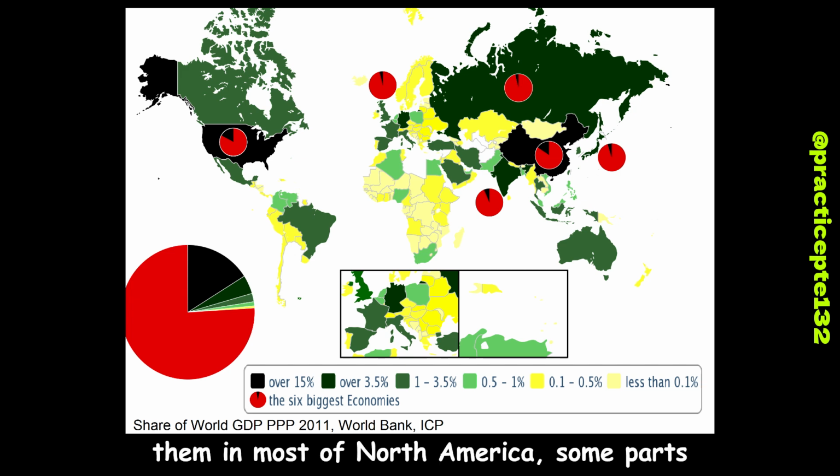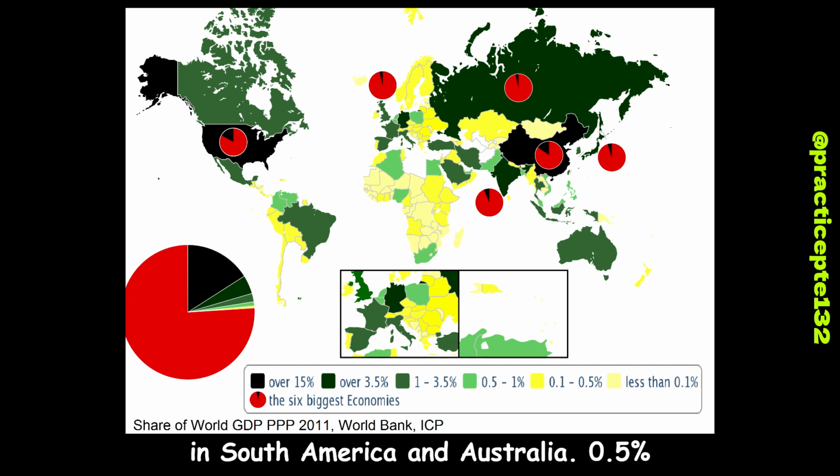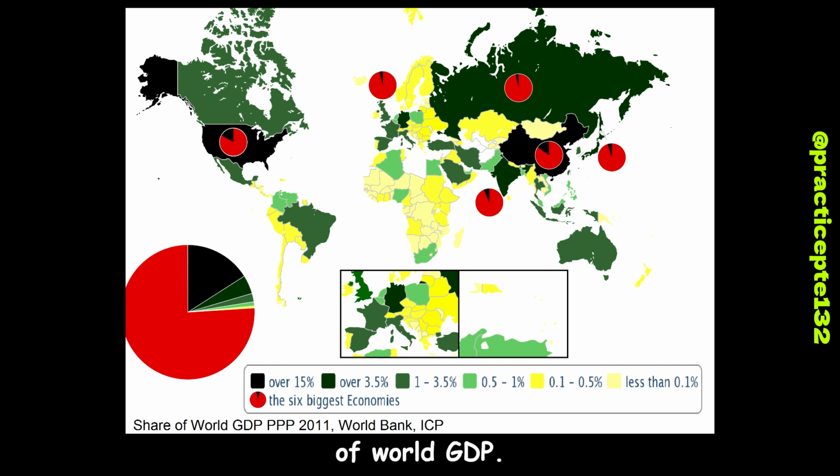You can find them in most of North America, some parts in South America and Australia. 0.5% to 0.1% and less are represented in yellow, and you can find it in the majority of areas in Africa, and some parts in Asia. The 6 biggest economies are also shown on the map, including China, the US, and Russia. To sum up, this map illustrates very detailed information of world GDP.